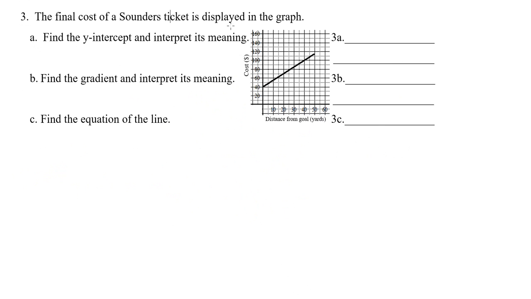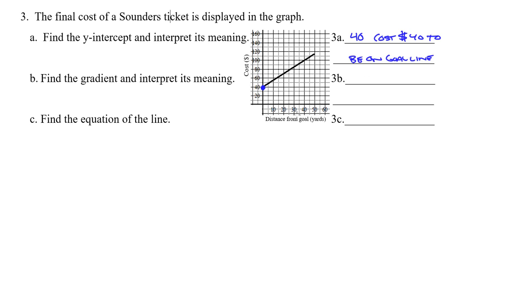Number 3: find the cost of a Sounders ticket. The final cost of a Sounders ticket is displayed in the graph. Find the y-intercept and interpret its meaning. The y-intercept is this right here at 40. So it's 40, which means it's going to cost $40 to be right on the goal line. And then the intent on this was distance from goal.